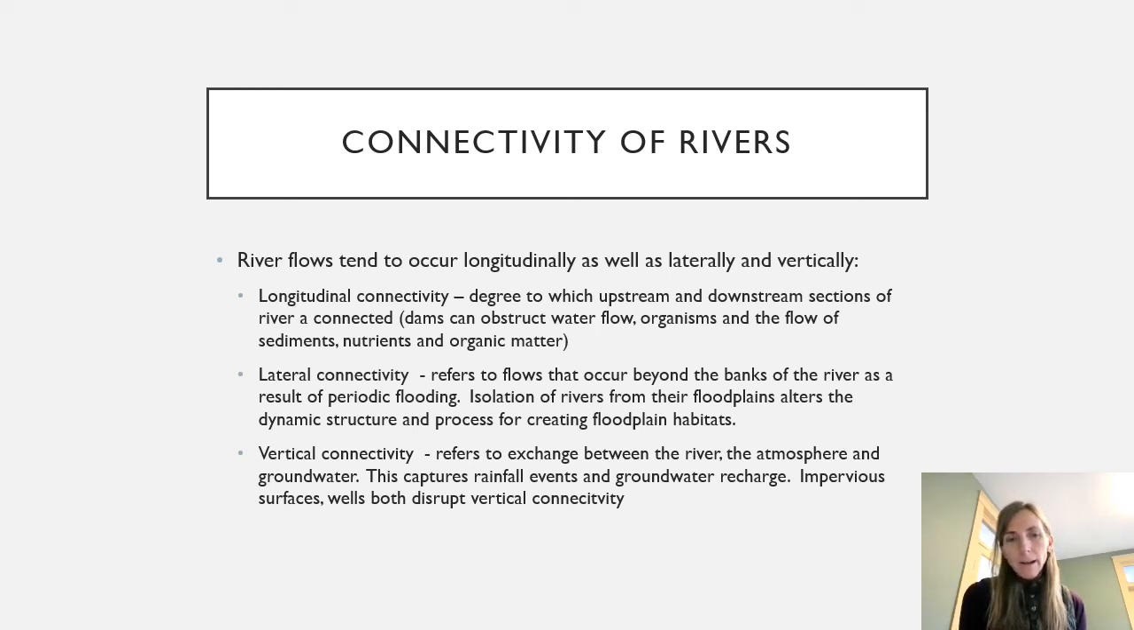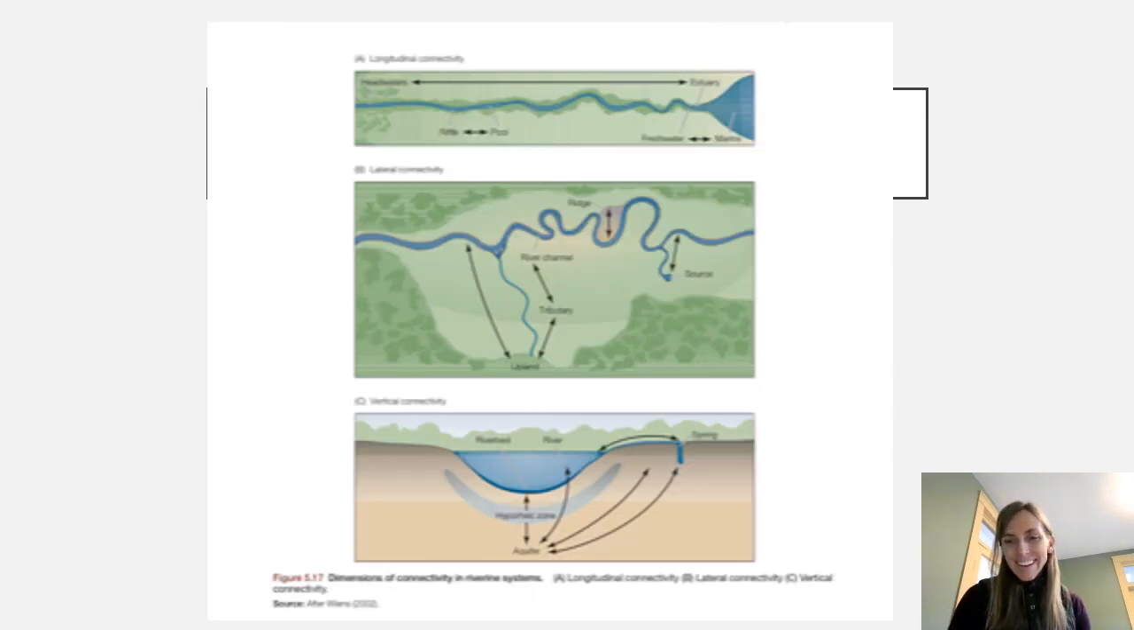And then we've got this concept of vertical connectivity, and that refers to the exchange between the river and the atmosphere and the groundwater. It captures everything from the input of rainfall events and groundwater recharge. And so features such as impervious surfaces and wells are both disruptors to vertical connectivity in rivers. And this slide captures those three different types of connectivity as the figure from your book.